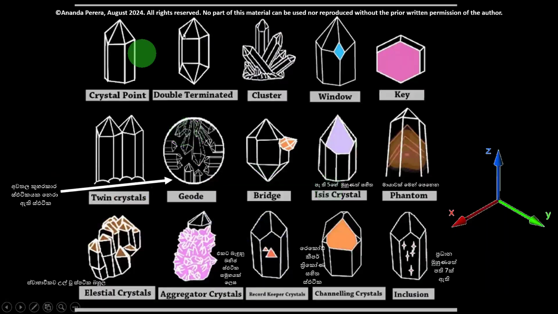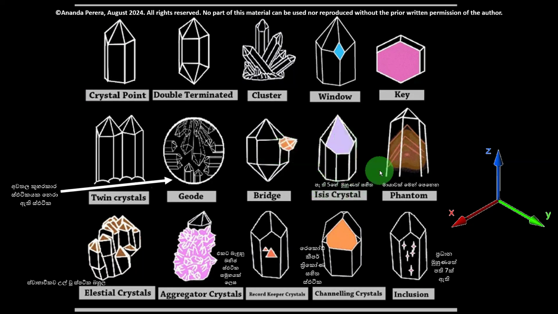When we go there, here, crystal point, look at the shapes. Double terminated means this. It is a cluster. Window, key, twin crystals, geode. It is a concave stone. Inside the concave stone, there are crystals. Geode. Bridge. This is the stone. On the stone, another bridge is there. Another stone.